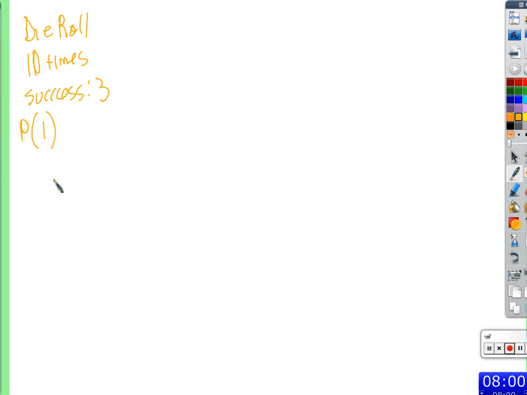Okay, now when I put 1 there, I don't mean the probability that you get a 1. This is different. This is called a binomial experiment. The 1 there represents how many times you succeed, how many times you get a 3. So what are the odds that we get a 3 once in 10 times? Just once, exactly once. Go for it.